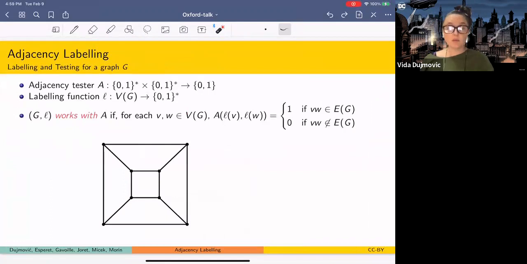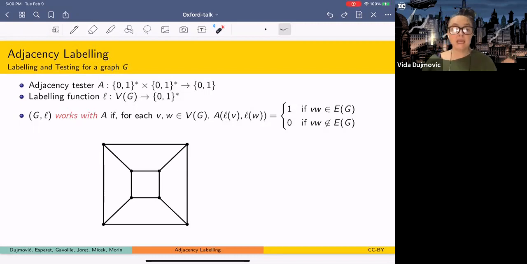And there was a problem that kept on staying unsolved from that time. And we managed to solve that problem optimally using product structure theory and many other ingredients. And I'm going to try to give you some flavor. So what is it that you want? You want to label vertices of the graph.